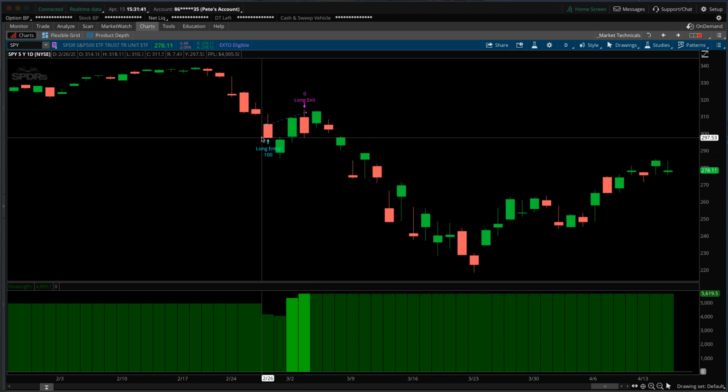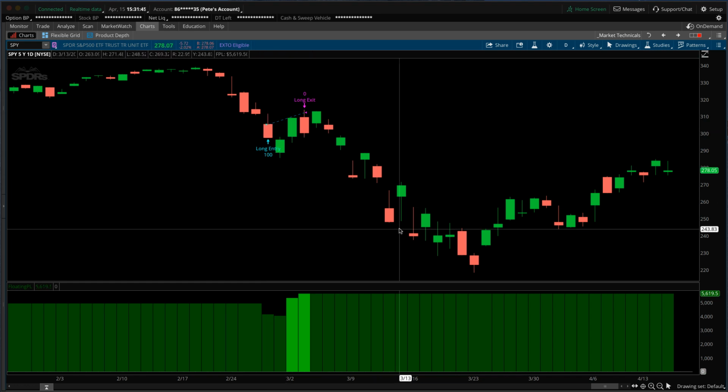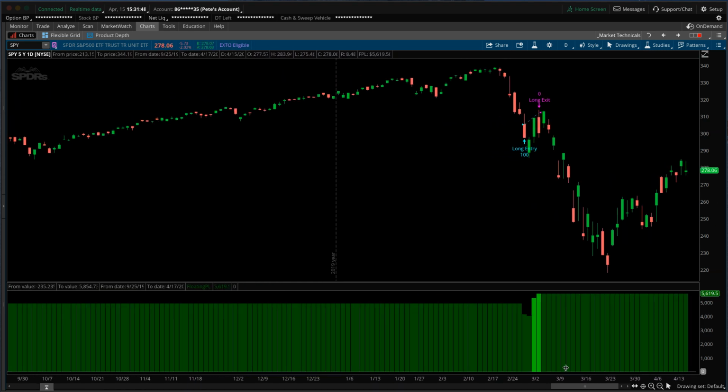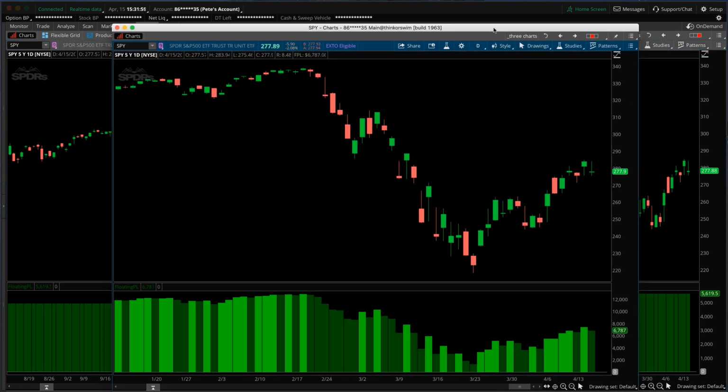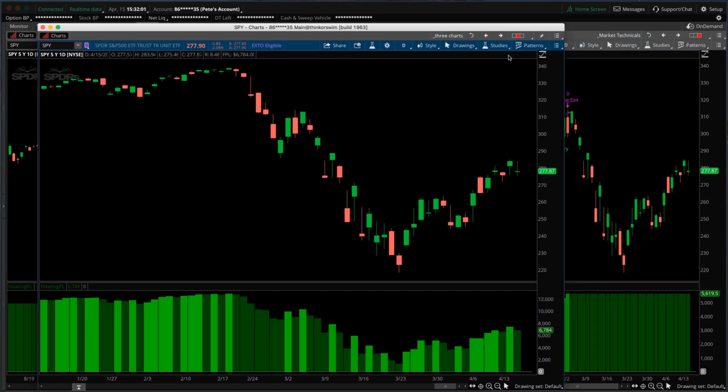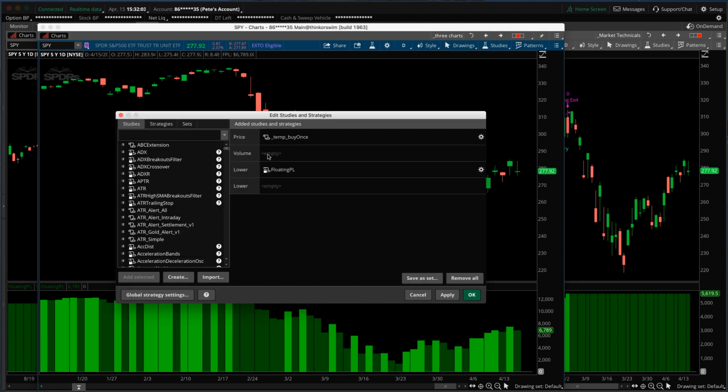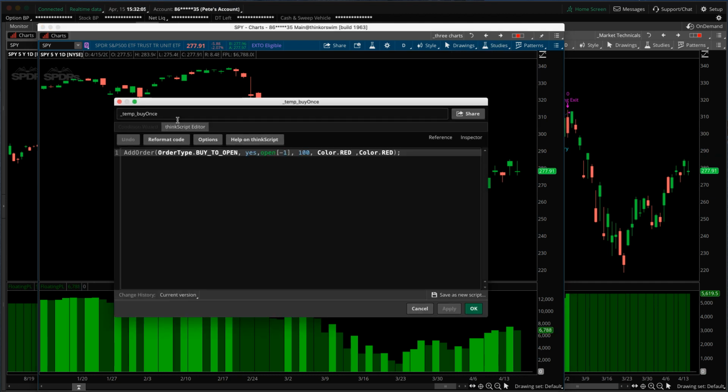So you can see right here, long entry, long exit. What does this correspond to? Well, let's shrink that down a little bit so we can see that, and then I'll bring up this other chart that I have. And this one shows a buy and hold strategy. We'll go to Studies, Edit Studies, and we'll look at the code for this. This is called buy once.